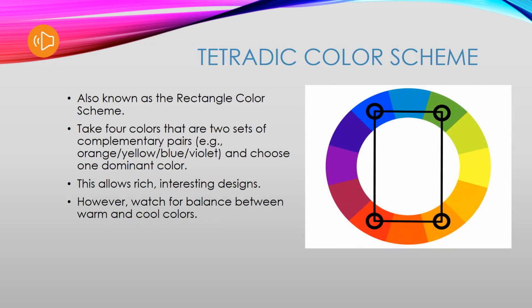Moving on to the tetradic color scheme. Tetra means 4. This color scheme is also known as the rectangle color scheme. It takes 4 colors that are 2 sets of complementary pairs, for example, orange, yellow, blue, and violet, and chooses one dominant color. This allows rich, interesting designs. However, one should watch for the balance between warm and cool colors.